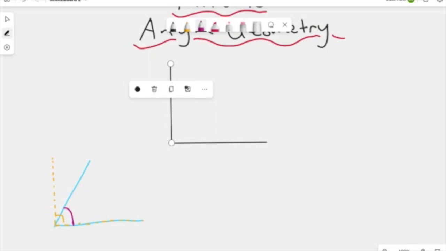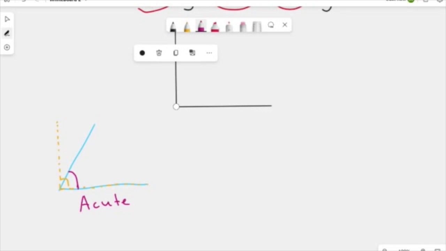We won't have to approximate it here, but essentially this angle here is acute. So that goes from 0 degrees to 90 degrees. It can be anywhere between these values.